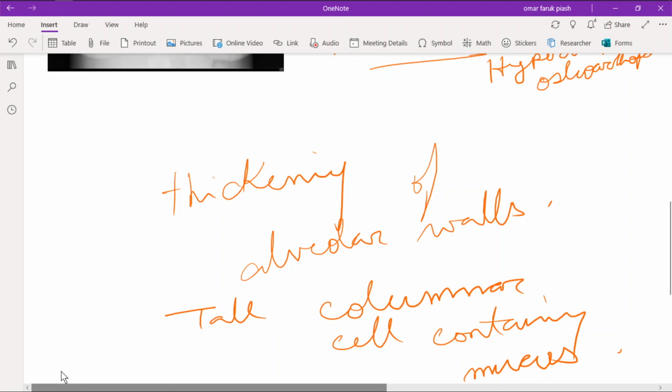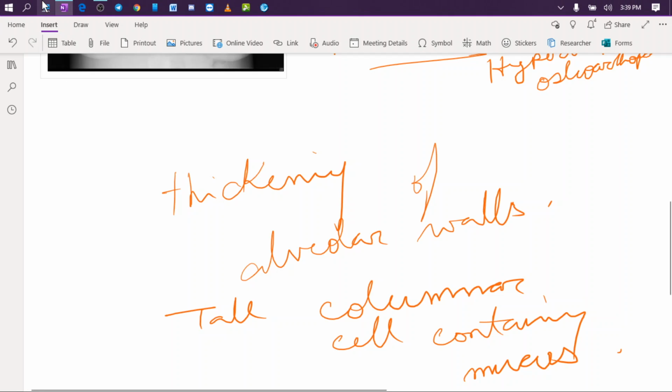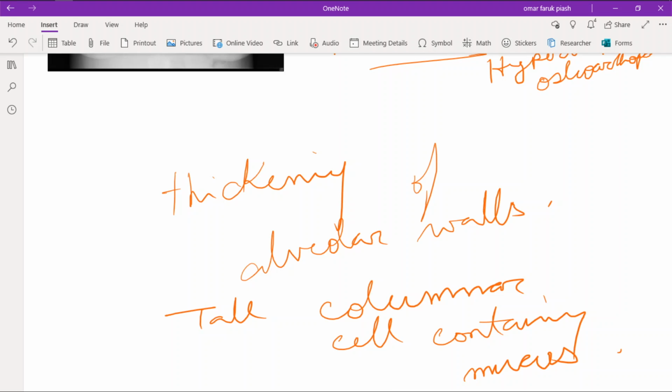So in adenocarcinoma, the most important thing you have to remember is the mutations: KRAS, EGFR and ALK. It is not related to smoking, and it usually happens in women. It is the most common lung cancer in women.